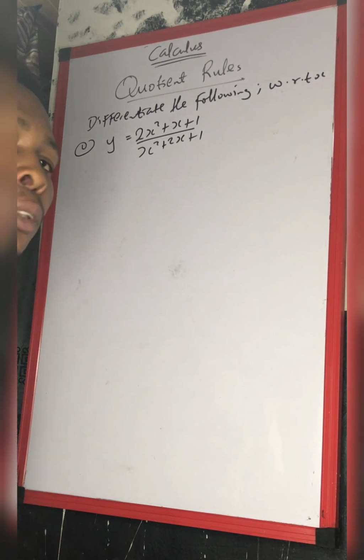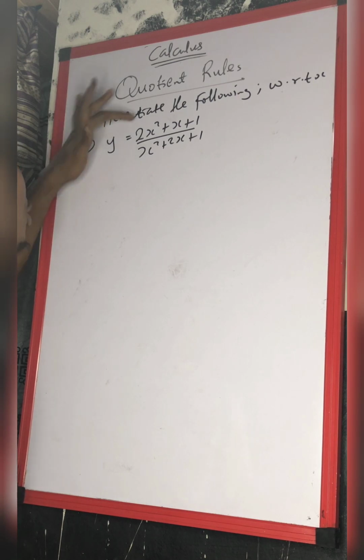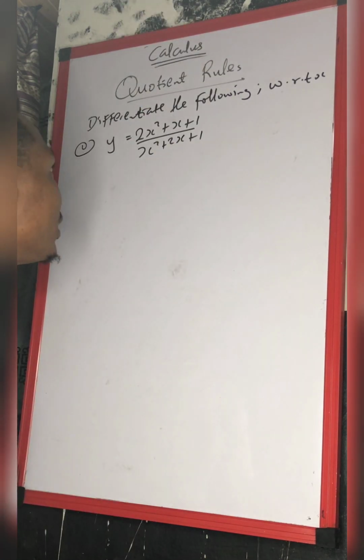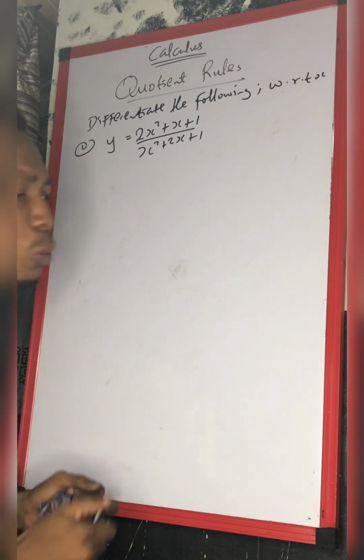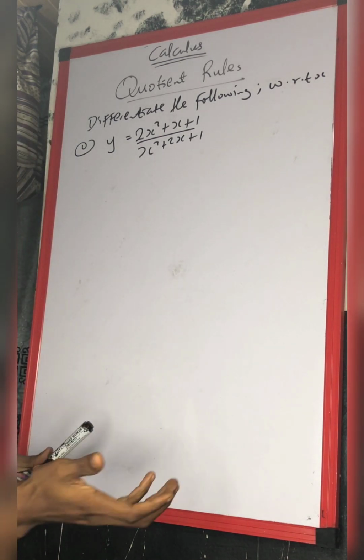All right. So, welcome back. Now we are asked to differentiate the following with respect to x. Now, in the quotient rule, don't forget, I say first you assign a variable to them.